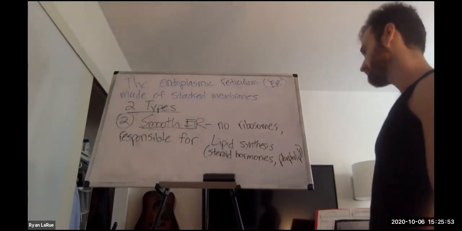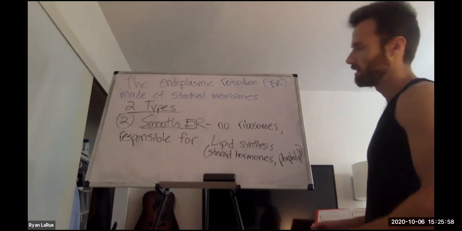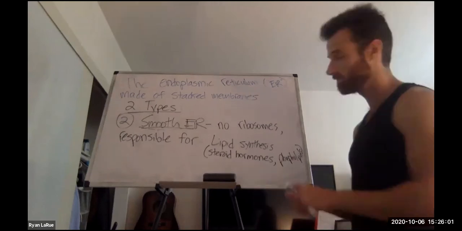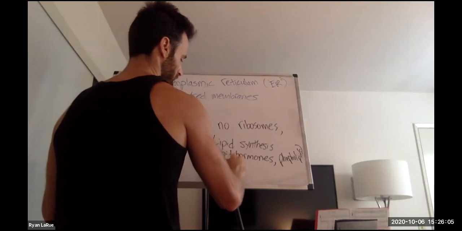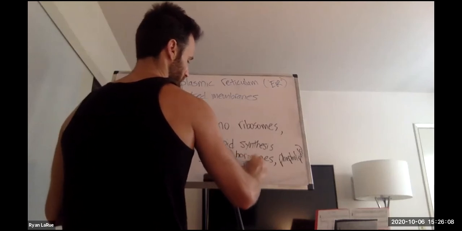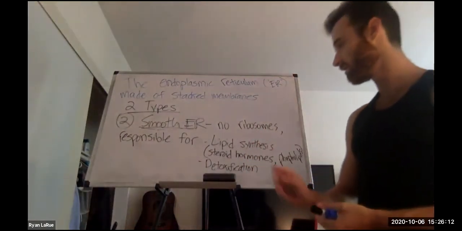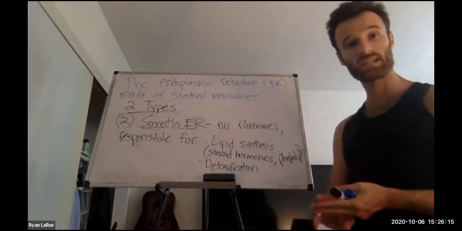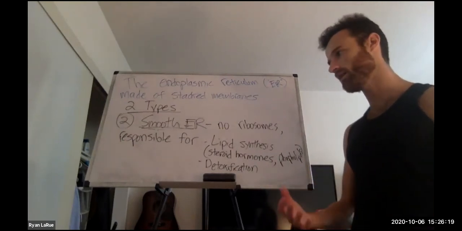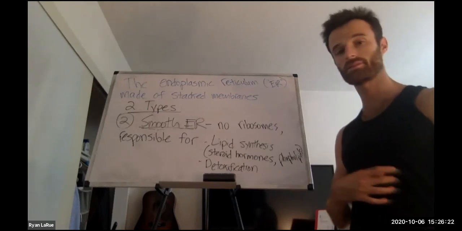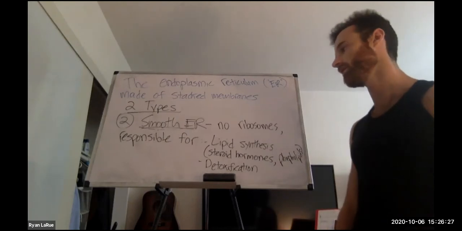And another funny, interesting, different function of the smooth ER is detoxification. So there are a lot of enzymes present in the smooth ER that process alcohol, drugs, medication, things like that, and break them down. So actually your liver cells, a specific zone of liver cells, have a lot of smooth ER. They're packed with smooth ER in order to do that.